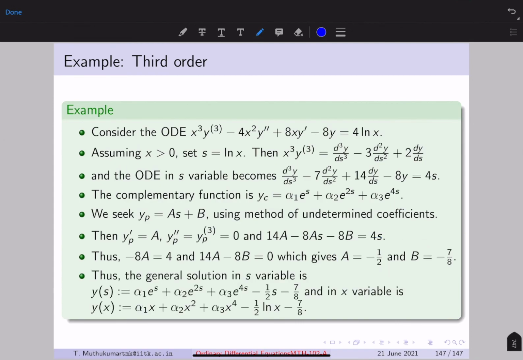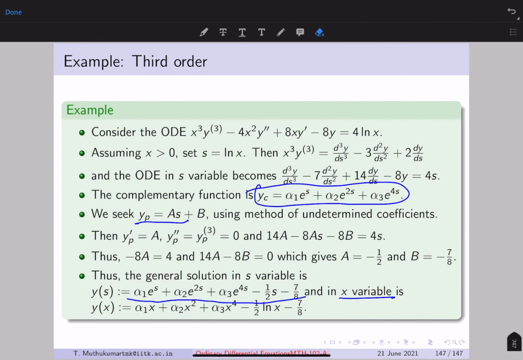Thus the general solution in the s variable is y equal to yc plus yp. You have solved for this, so you add yp and yc. That's your general solution. And if you write it in the x variable, you have this one. You have the general solution in x and y variables.